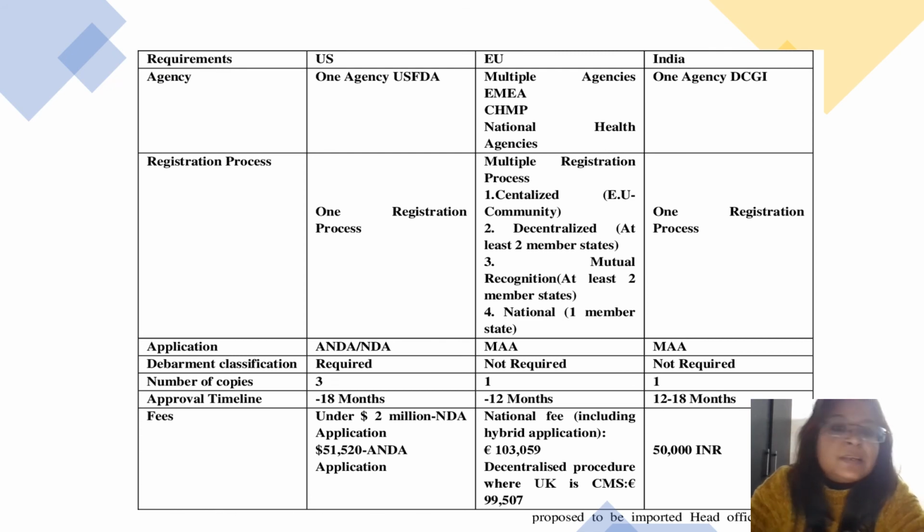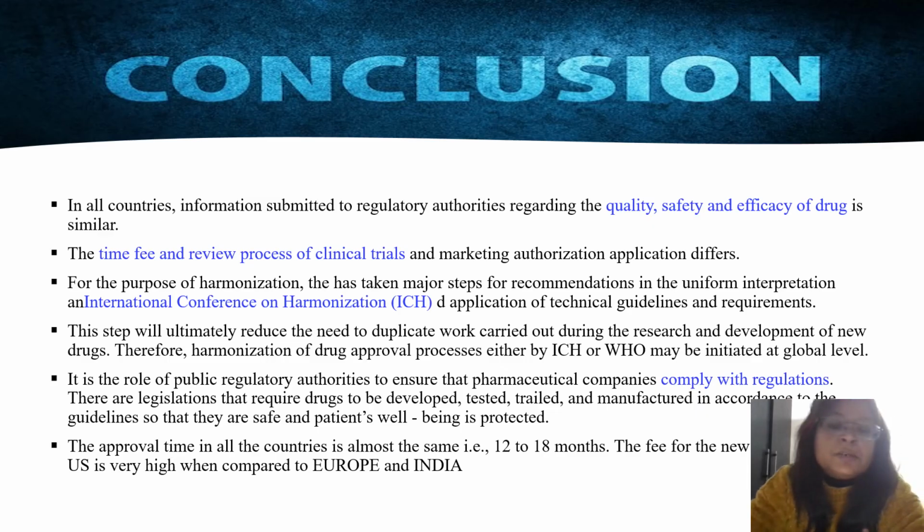This table gives you clarity about the difference in the fee structure involved. For the US, around $2 million is required for the NDA application, and for ANDA the figure comes to around $51,000. For the European Union, it is in euros, so you can check out the figures. For the UK it is mentioned separately because after Brexit the UK is out of the European Union. Then for India, 50,000 rupees is required in case you want to market your product in the Indian market. Coming to the conclusion.